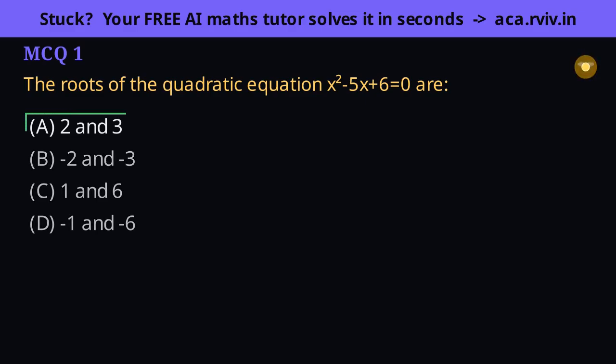Watch the sign trap. Option B. Minus 2 and minus 3 are the numbers we split with, not the roots. The roots flip sign because x minus 2 equals 0 gives x is plus 2. Options C and D multiply to 6 but don't add to minus 5, so they never fit.